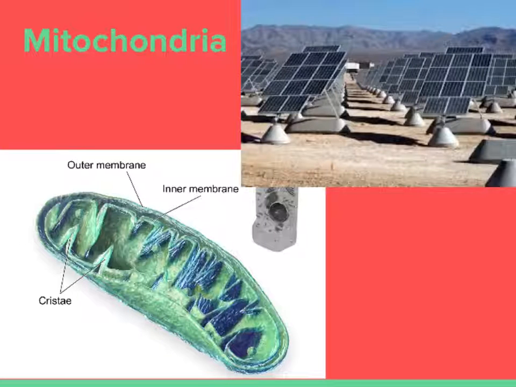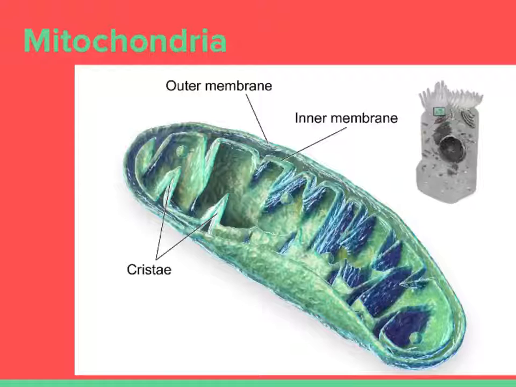The mitochondria is the energy-producing center of the cell. Just like solar panels create energy from sunlight, the mitochondria produces energy from breaking down the food we fuel our bodies with. It is bean-shaped and has folded inner membranes called cristae. These add to the surface area and allow more energy-creating reactions to take place.